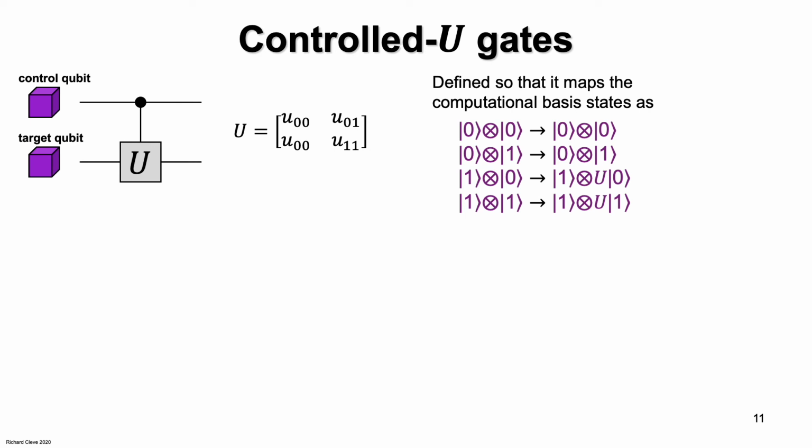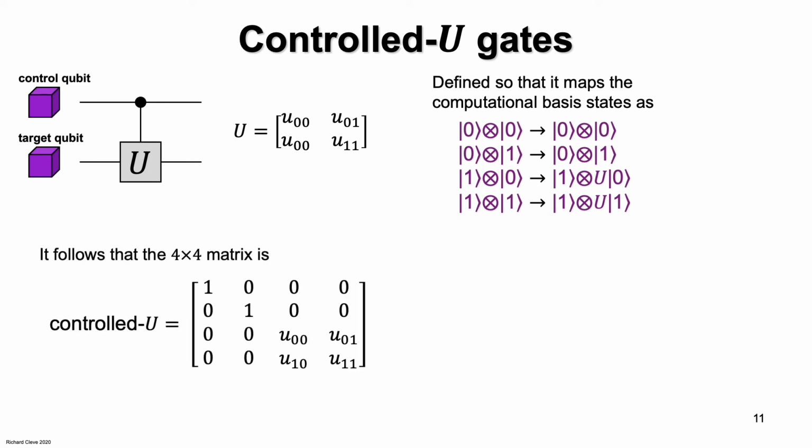This is looking similar to the case where U is applied to the second qubit, except that it appears to only get applied when the control qubit is in state ket 1. By linearity, we can deduce from this the 4x4 matrix of the controlled U gate. Notice that it's like the matrix for applying U to the second qubit, except that the first block is identity rather than a copy of U.